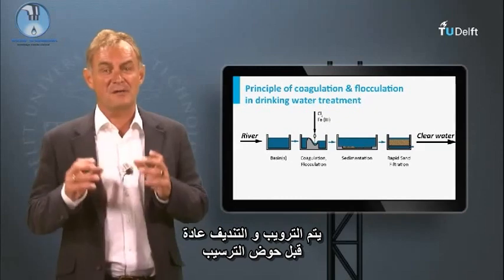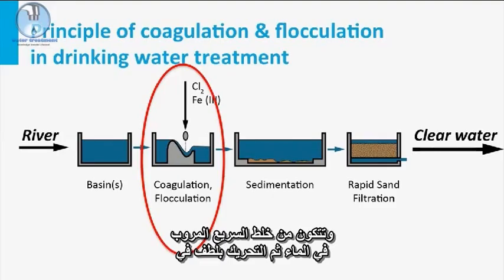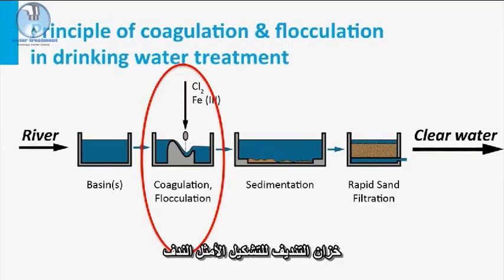Coagulation and flocculation is normally performed before the sedimentation tank. It consists of rapid mixing of the coagulant in the water and then gentle stirring in a flocculation tank for optimal floc formation.